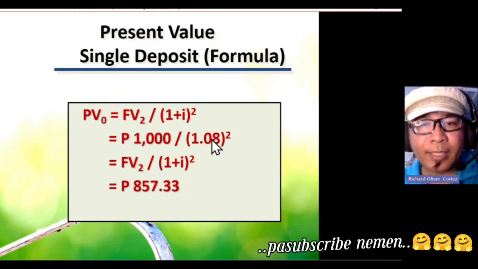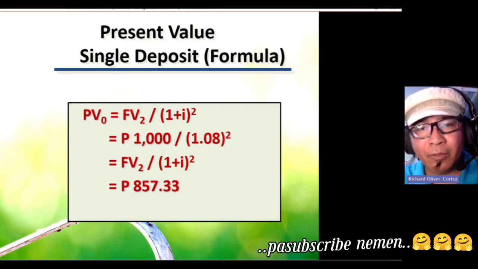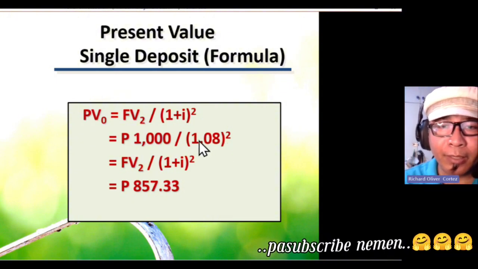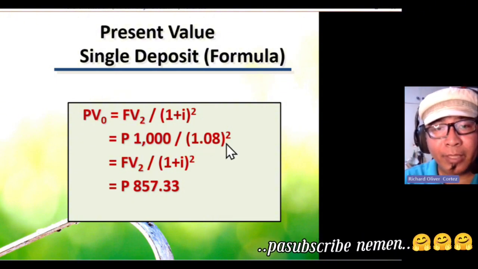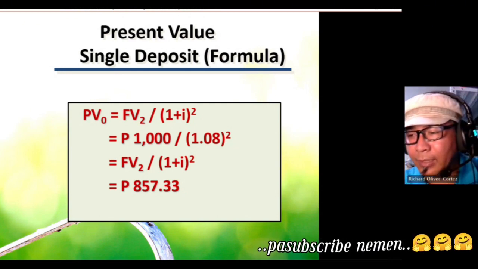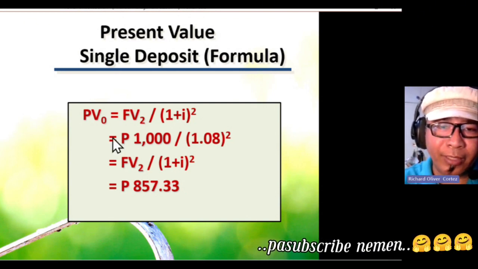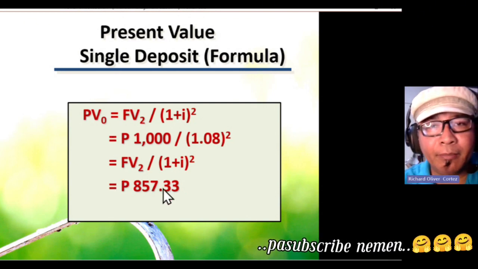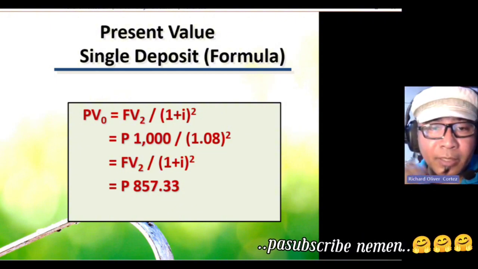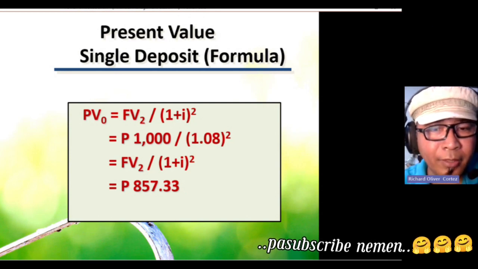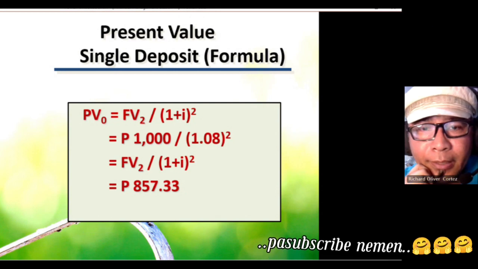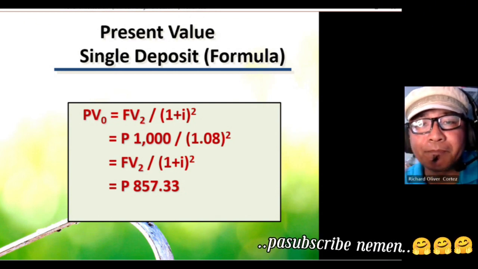So divide 1,000 by 1.08 twice. Bakit twice? Kasi 2 taon yung ating pinag-usapan. Okay? So simply means 1,000 divided by 1.08 divided by 1.08. So 2 beses na mag-divide ng 1,000. Right? And you will get the quotient is 857.33 pesos. Ano ibig sabihin yan? Kung gusto mo magkaroon ng 1,000 in 2 years time, mag-invest ka ngayon, magkano? 857.33. Ayan, no? That is the present value.